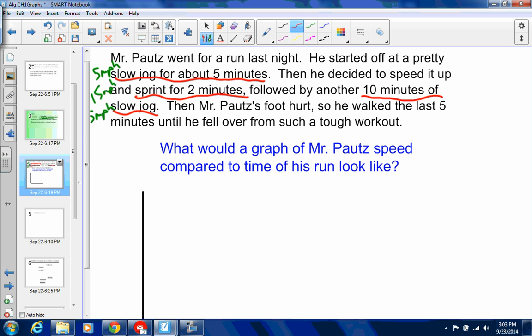Finish it off with, first of all, 5 minutes of walking, and then falling over and stopping. So that walking, we could say, is maybe about 2 miles per hour. And then, of course, once I fall over and I'm done, that's 0 miles per hour. Okay, so after taking out the important information from this one, we need to give some labels.